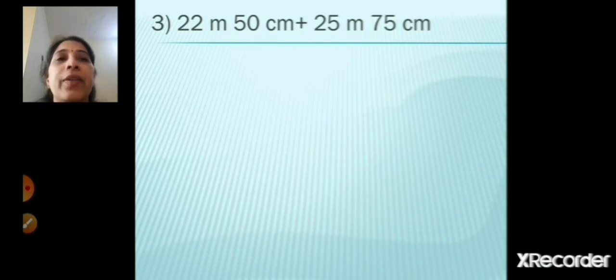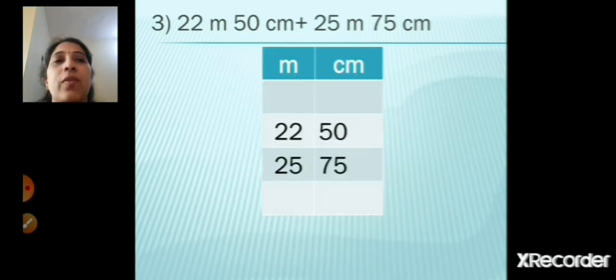22 meter 50 centimeter plus 25 meter 75 centimeter. Now meter and centimeter, like this two tables will be prepared, right? So 22 meter. So in the meter column you will write 22. 50 centimeter. So in the centimeter column you will write 50. Next is 25 meter. So again in the meter column you will write 25, and 75 centimeter. So 75 you will write in the centimeter table, right?